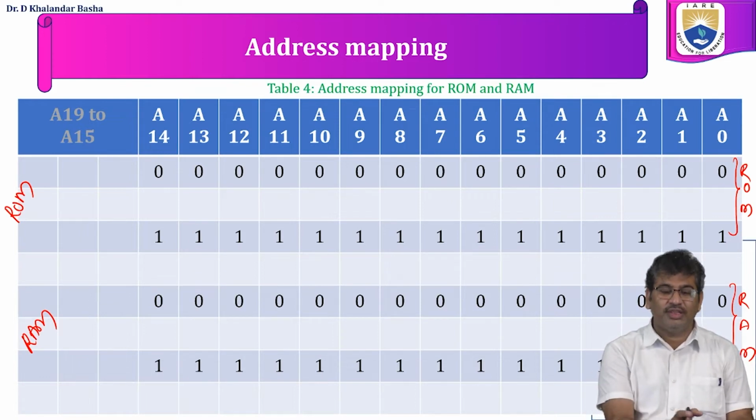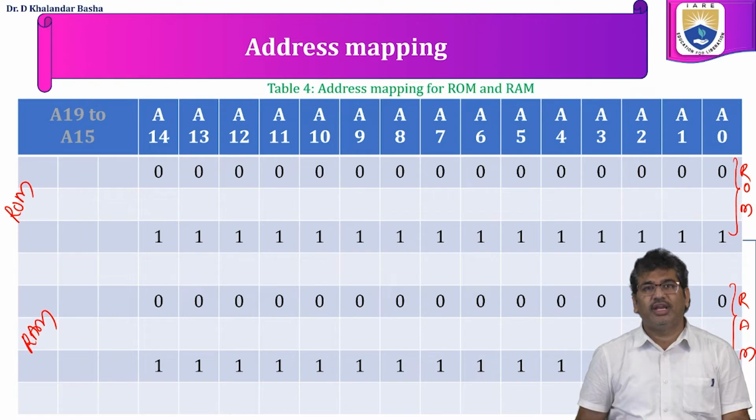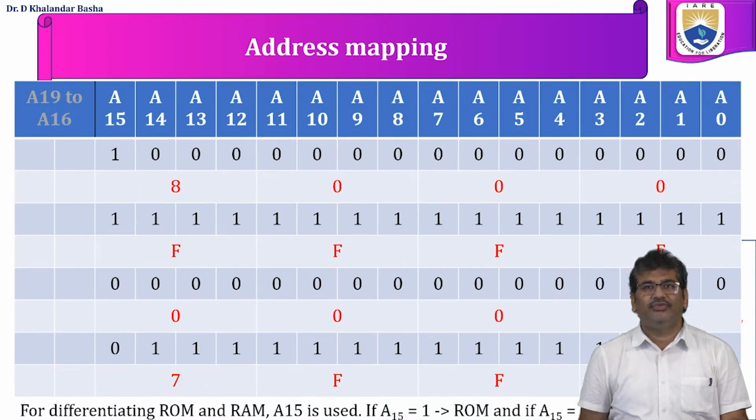Apart from A14, the left out pins are A15 to A19. Out of A15 to A19, we will select one line. So for consecutive bits, we will select A15. It is not mandatory to take A15. Any bit we can select from A15 to A19. I am taking one bit, that is A15.